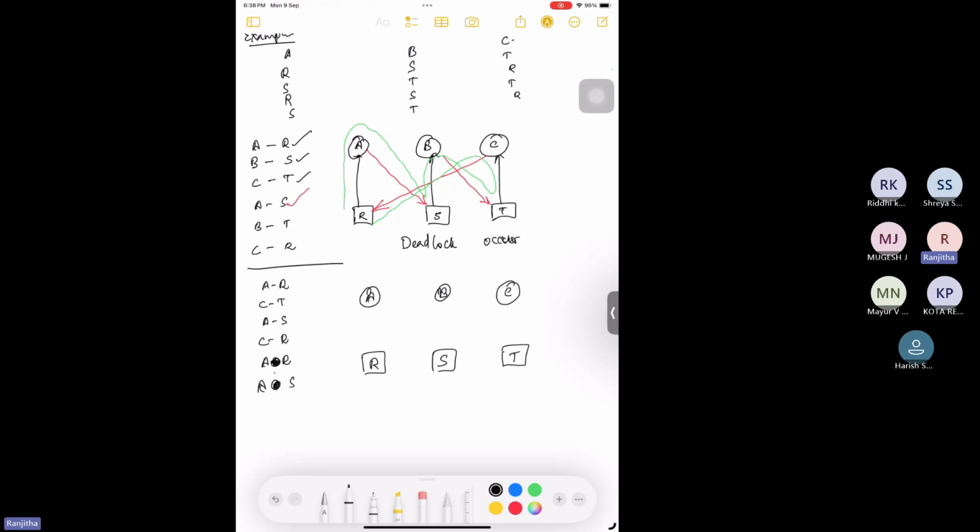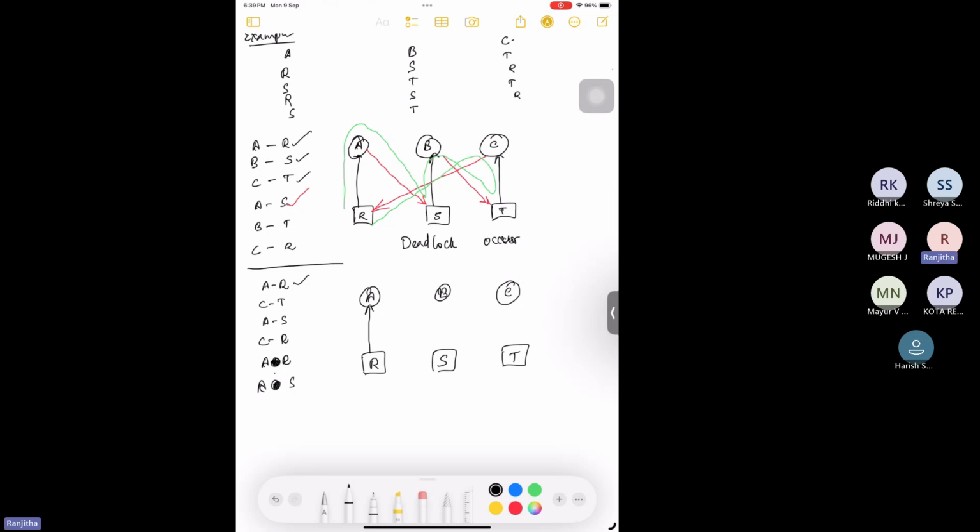Initially A is requesting R. How will the direction be, A to R or R to A? A to R. A is requesting R. R is free, R is available, so it will be given.